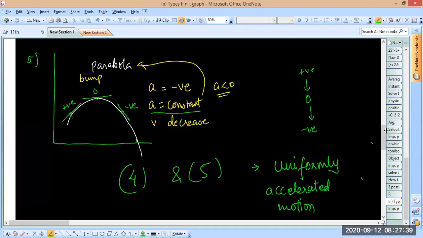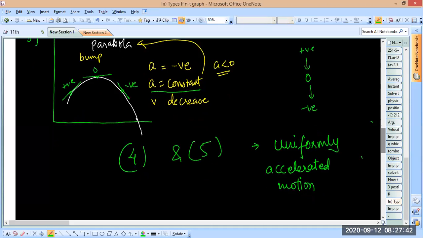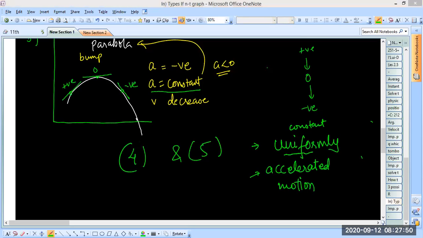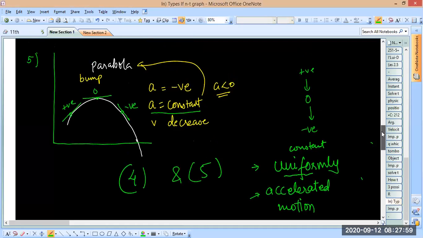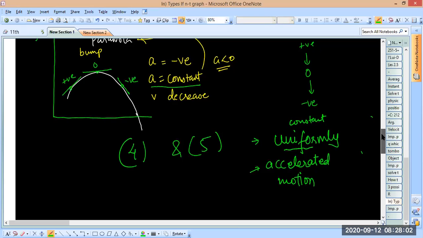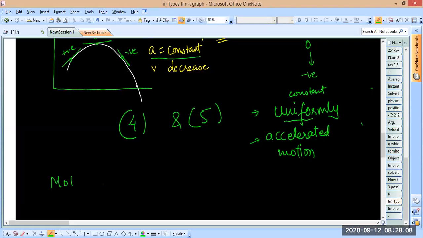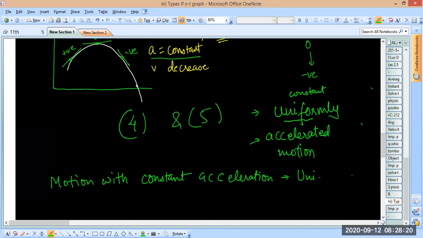I think you understand why it is called like this. The name is clear. Uniformly means constant. So what is constant? Acceleration is constant. That's why these are called uniformly accelerated motion. Again, any motion with constant acceleration is called uniformly accelerated motion.